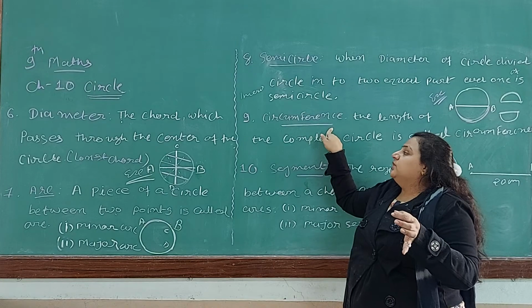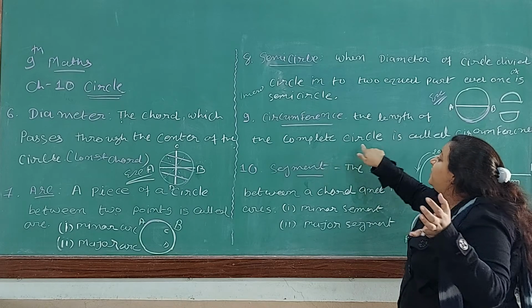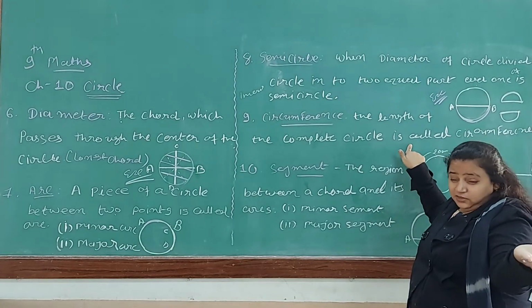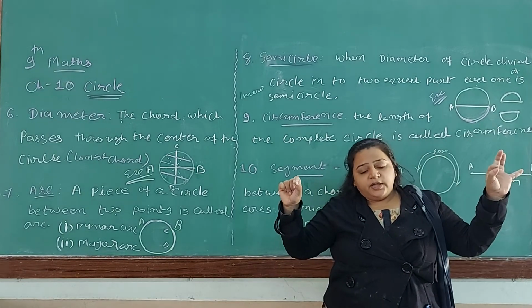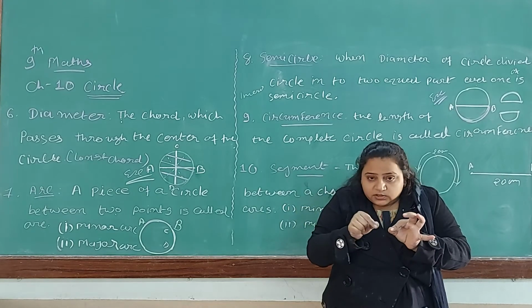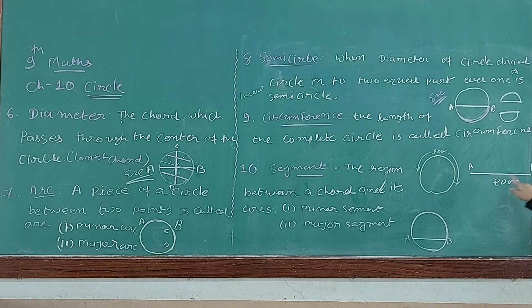Then circumference. Again, circumference is the length of the complete circle. Now you will say, where is the length in the circle? Now let us see how. If I take a thread and tie both the ends together, then it forms a circle. Here is the example. See, a thread of 20 centimeter. If I put it that way, it will create a circle. So the length of the complete circle is called the circumference of a circle.